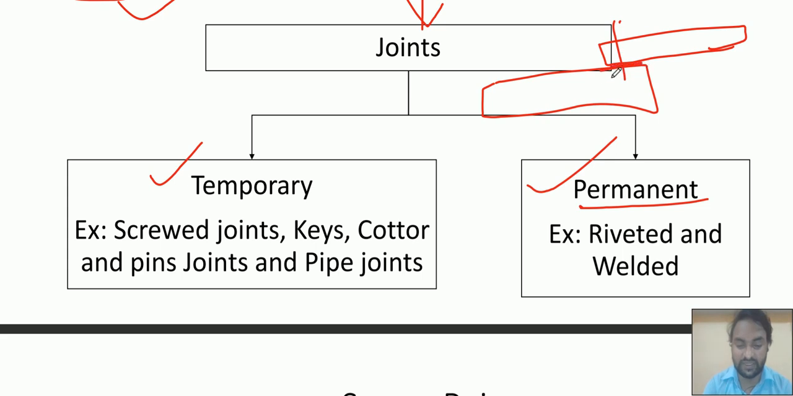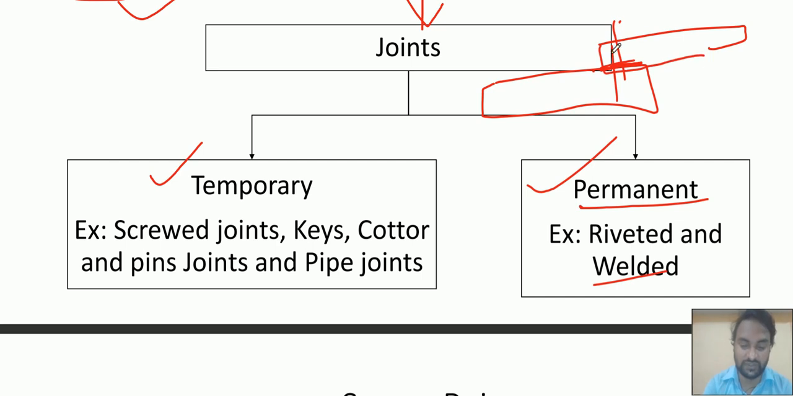Here, if we are going to do welding, then we will do the welding here, this way. In this way, this joint is fixed permanently. So it is called a welded joint. Or we can go for the riveting operation.